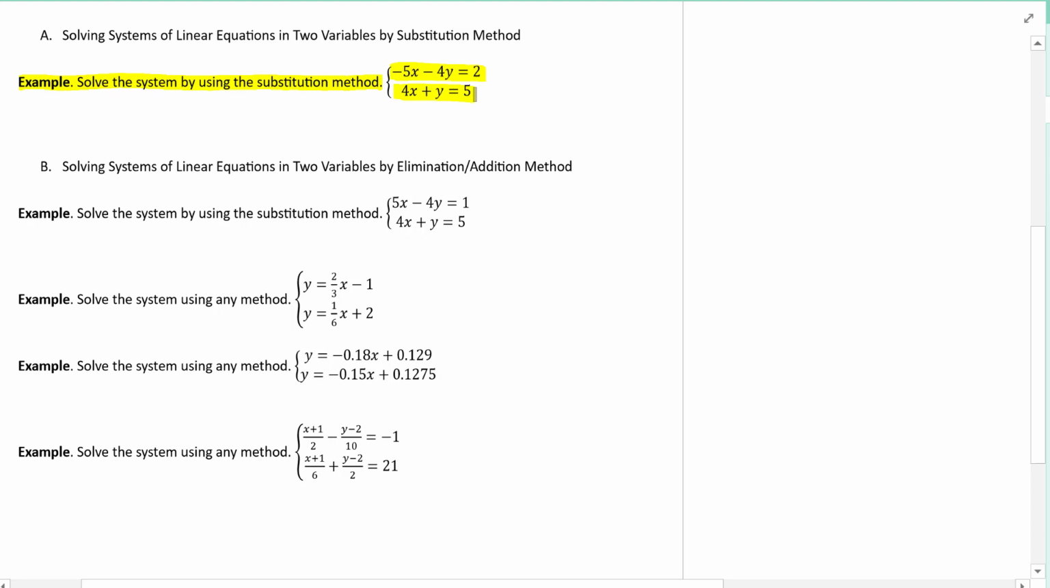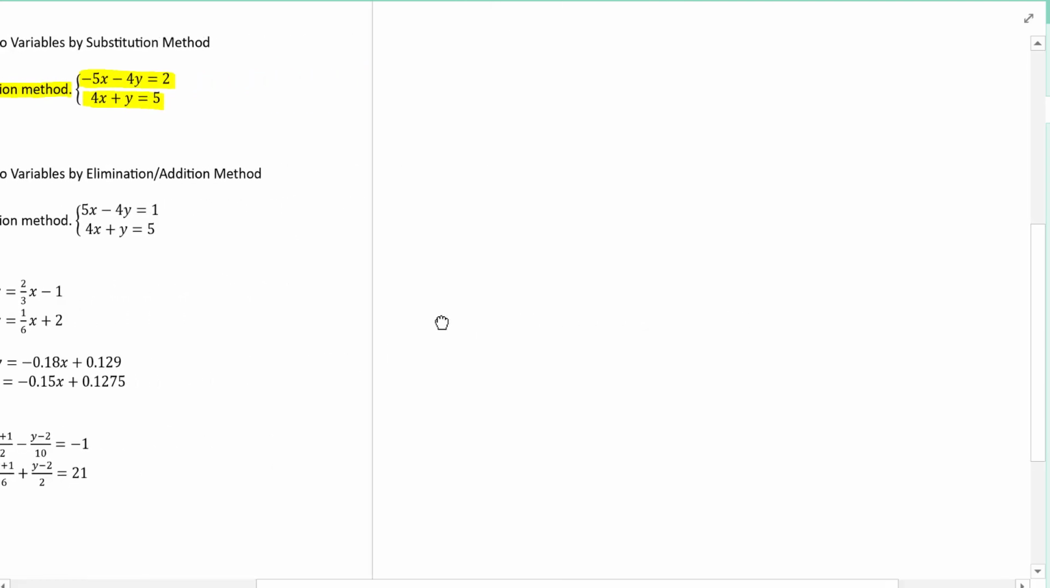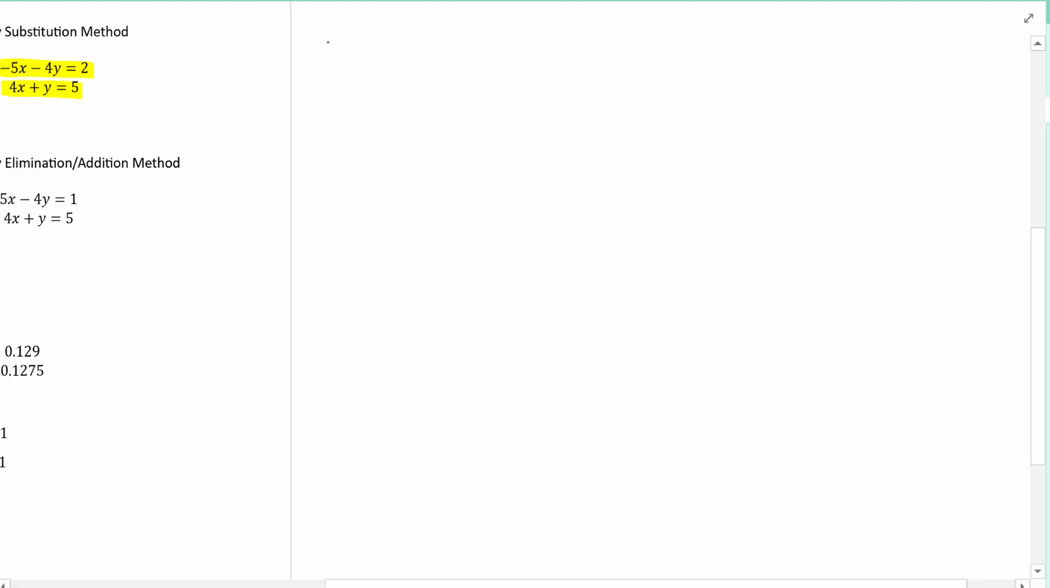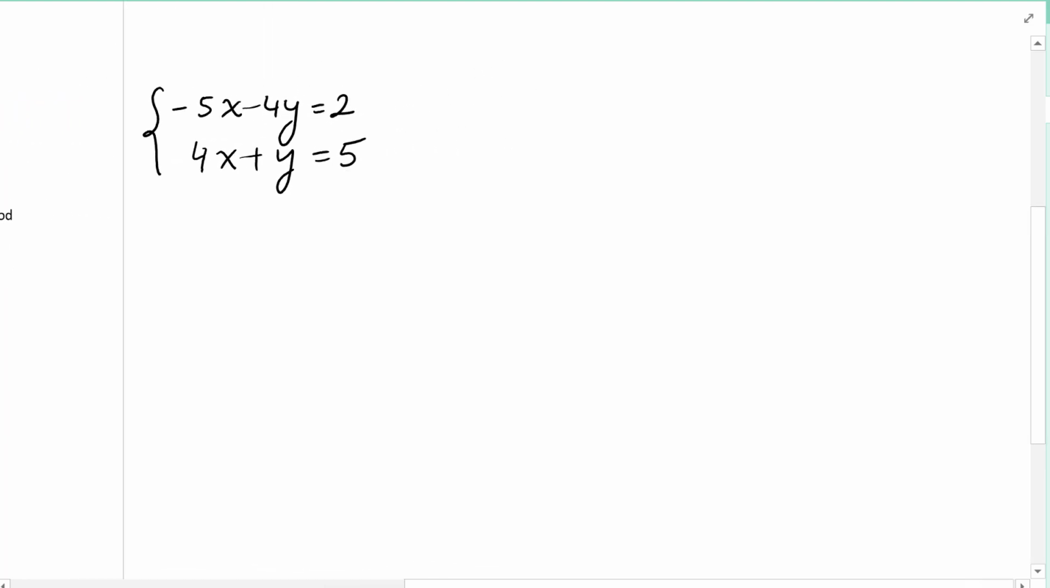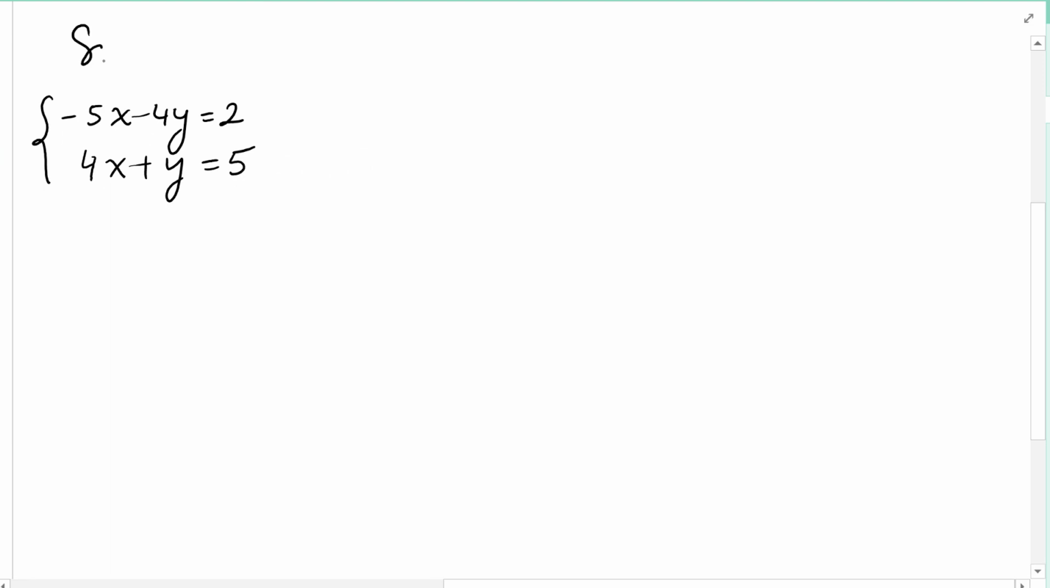So let's write the system again here. Minus 5x minus 4y equals 2 and 4x plus y equals 5. And we want substitution. Well, what does it mean, substitution? Well, to substitute means to replace.